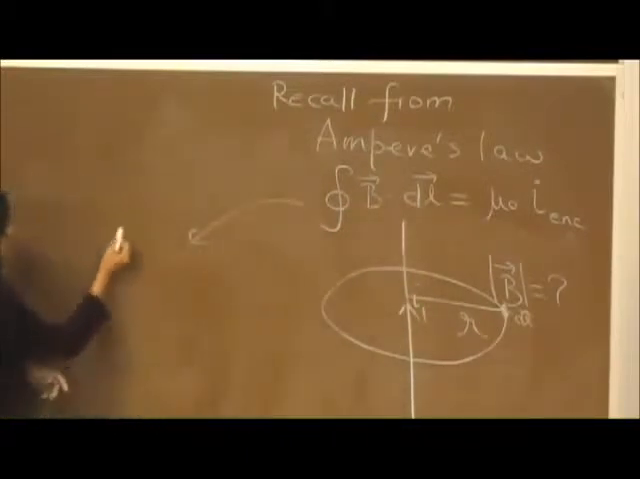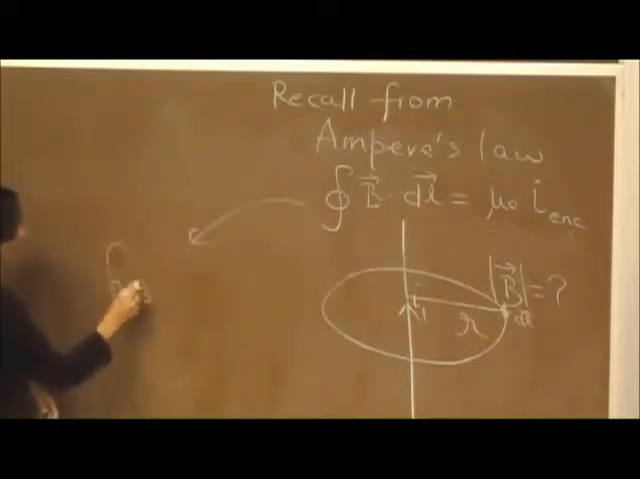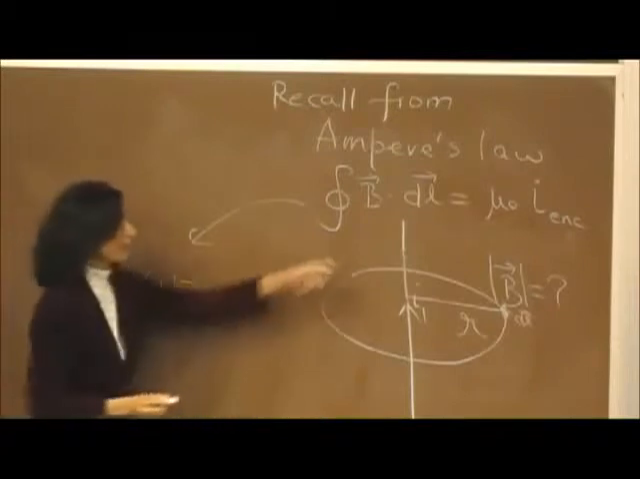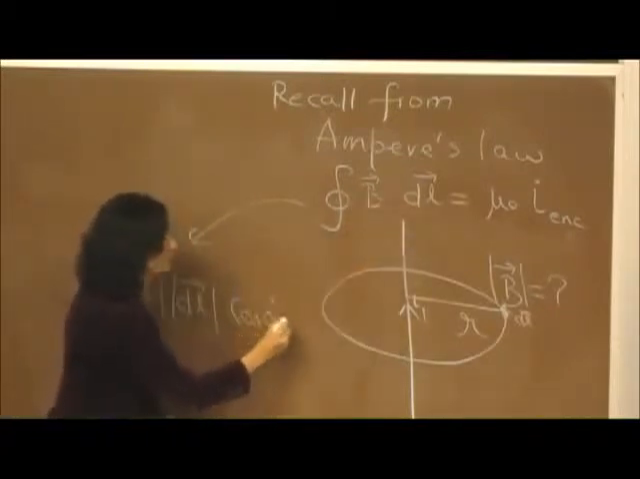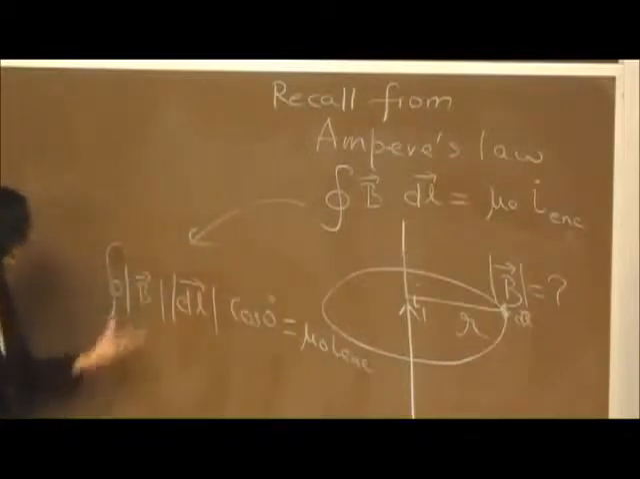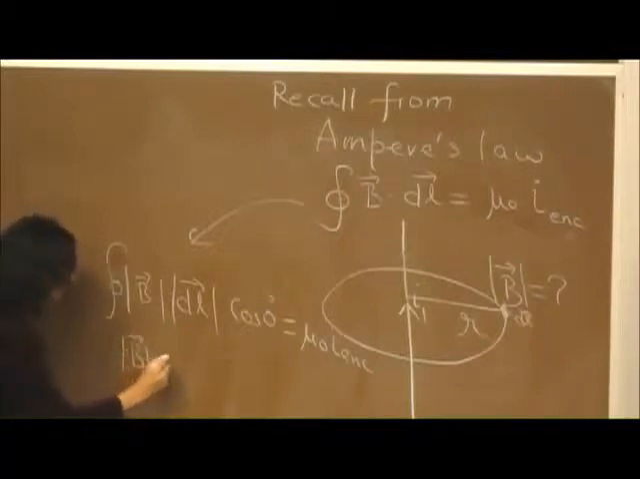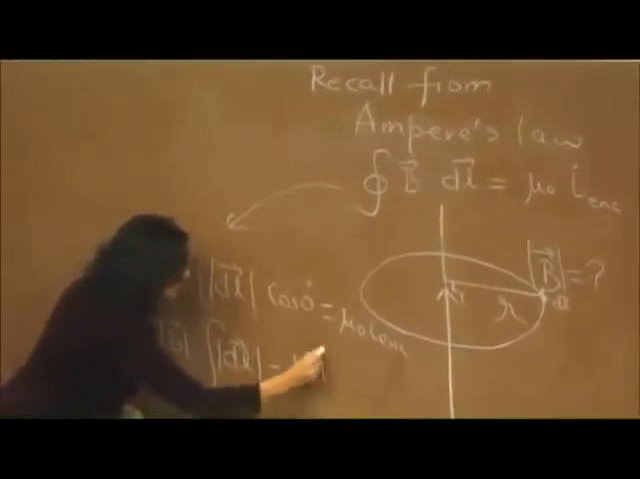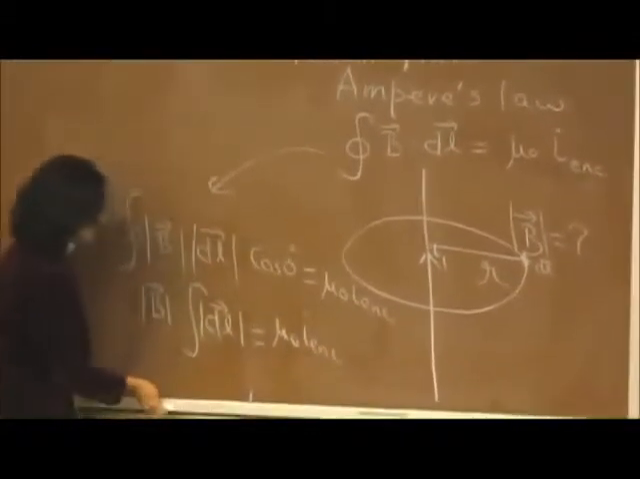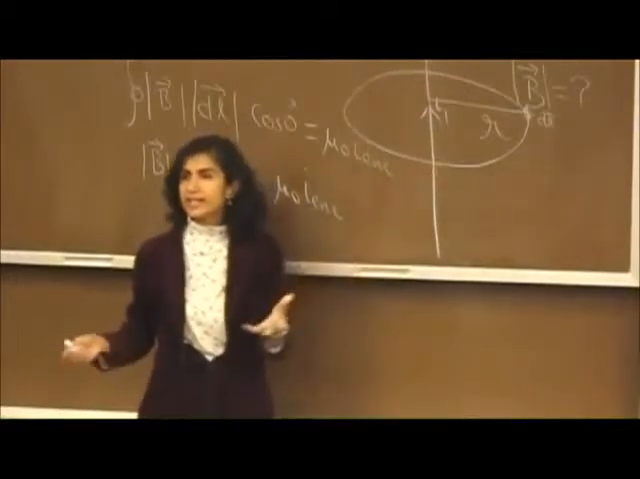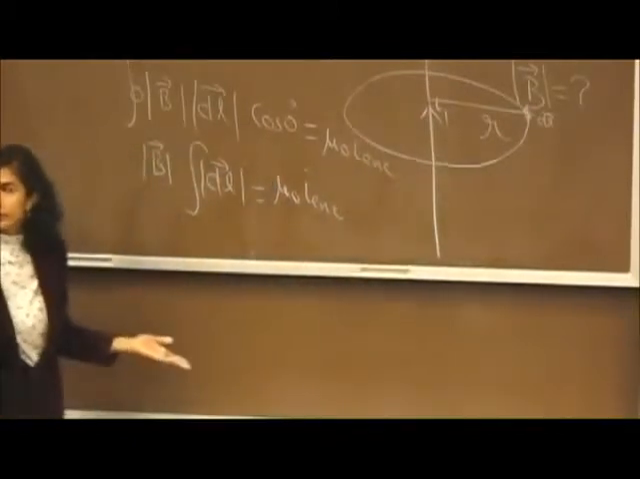So what we said last time is that the integral of B dl cosine theta, where theta is the angle between the two, which is 0 degrees, is mu 0 times I enclosed. Cosine 0 is 1. B is constant over this loop, so B gets pulled out. And so all I have is the integral of dl is equal to mu 0 times I enclosed. And what is the integral of dl? Is that the perimeter of this whole thing? It is. And that's just 2 pi r, right?